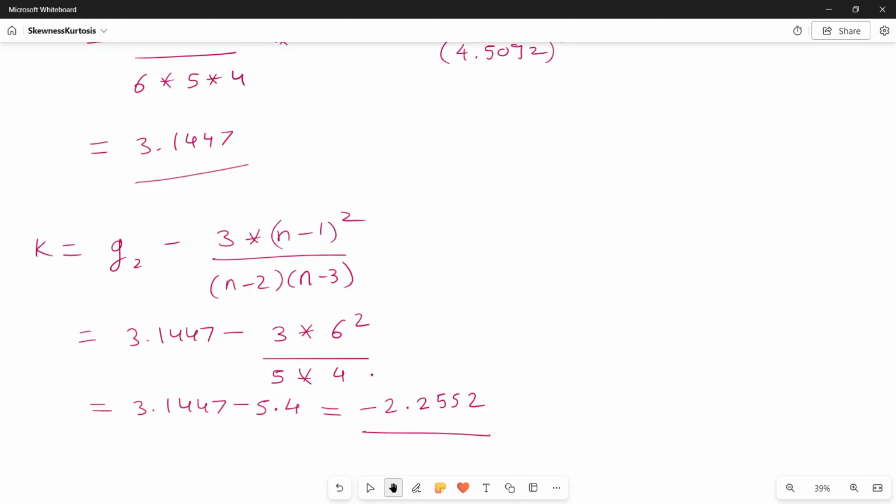In case of population, it's quite simple. Instead of calculating all this, you can simply subtract 3 and check whether that value is greater than 0, equal to 0 or less than 0. Okay, but in case of sample, this is how we calculate the kurtosis and excess kurtosis.